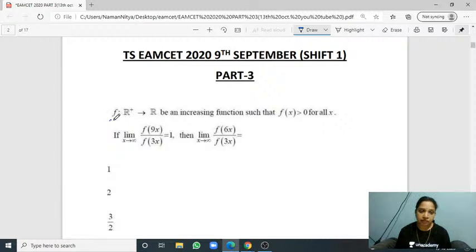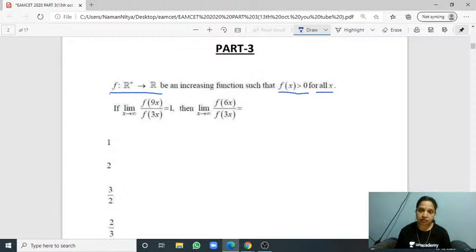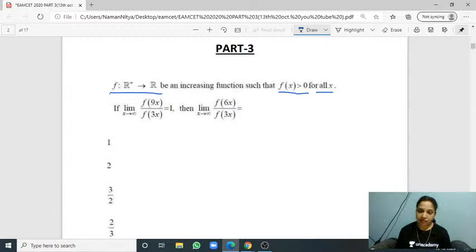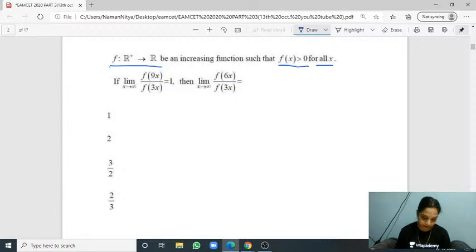So now here f is a function from R plus to R, an increasing function such that f of x is greater than 0 for all x. I hope my PDF is readable and I'm also audible to you. If you are facing any technical issue, you can just message me. Okay, so now let me just take this question here.